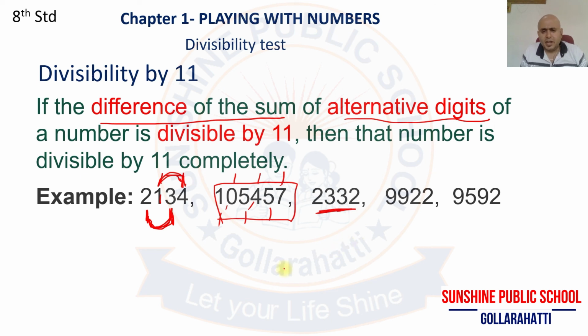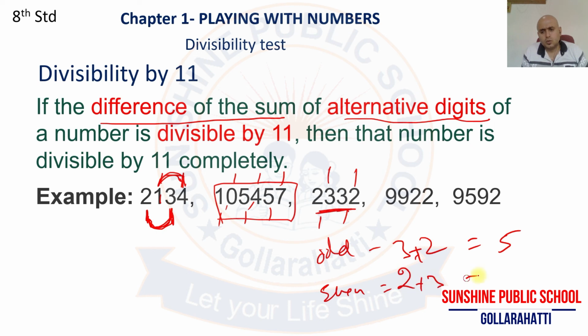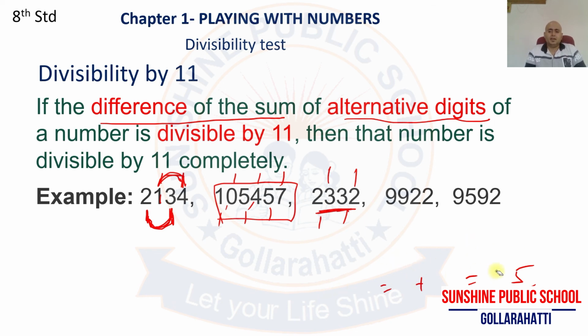One more example here. You can take any number of examples with odd and even positions. Take the odd ones, which are 3 and 2. 3 plus 2 is 5, and the even ones are again 2 and 3. So 2 plus 3 is 5. 5 minus 5 is 0. That means this number is divisible by 11. Okay, you can check the remaining examples by yourself.